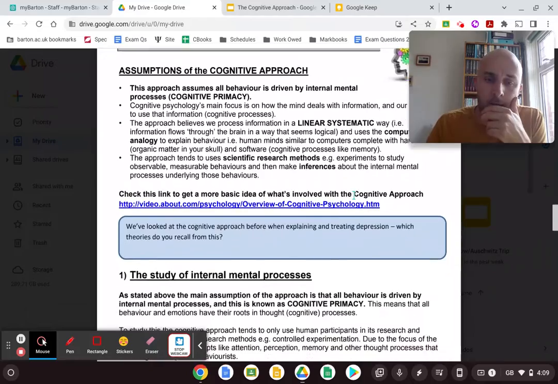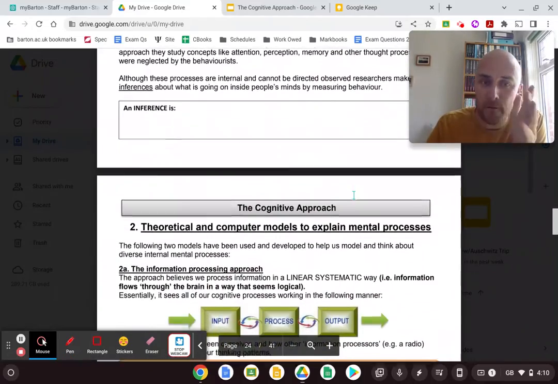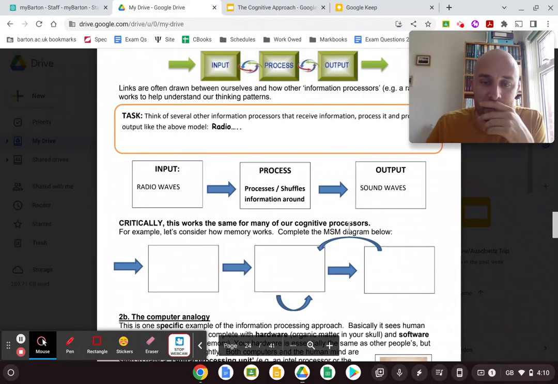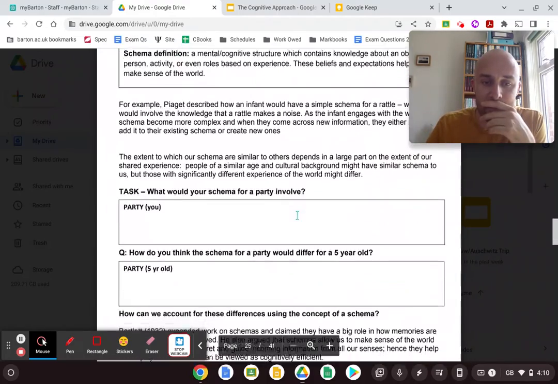What else have I? An inference, that's in the workbook, so you should be able to say that. Input, process, output. Yes, fine.